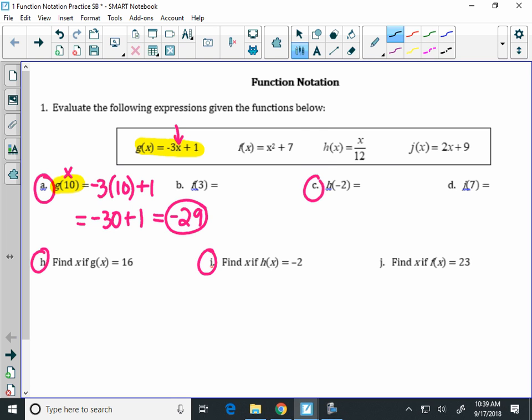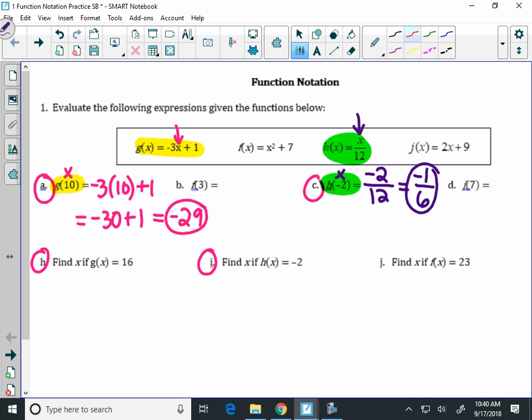For C, I'm looking for h of negative 2, so I'm using the function of h, which just happens to be right above it. That negative 2 is in parentheses, which is an x value. So I'm going to put that negative 2 in for x here. So all I have to do here is negative 2 over 12, which you could leave as your final answer, but that fraction simplifies to negative 1 over 6. That would be your final answer. That's all there was to that one.